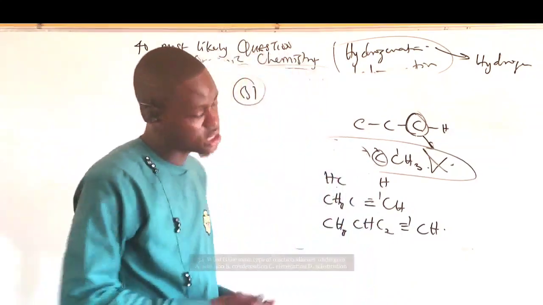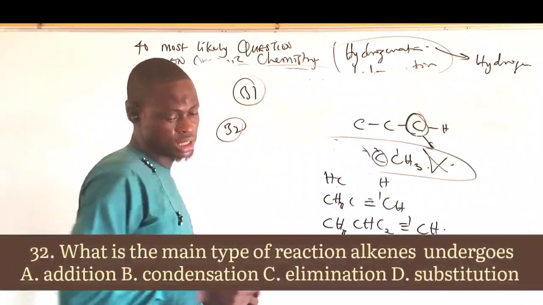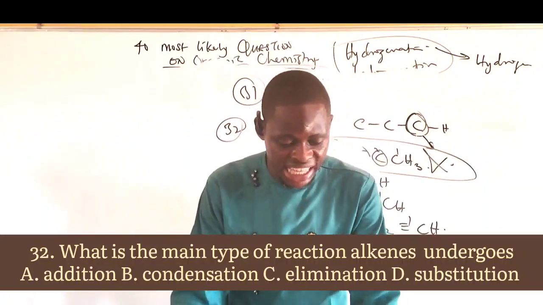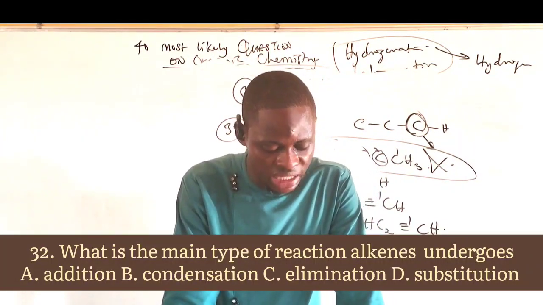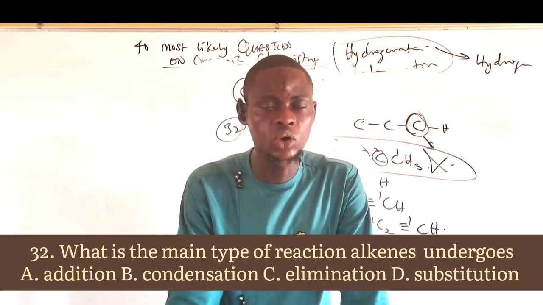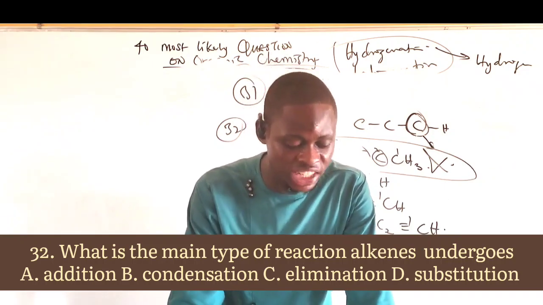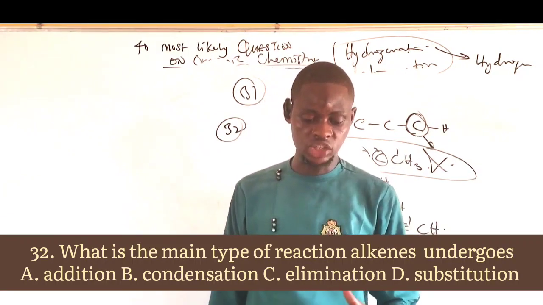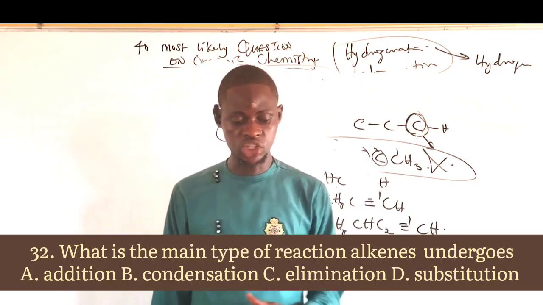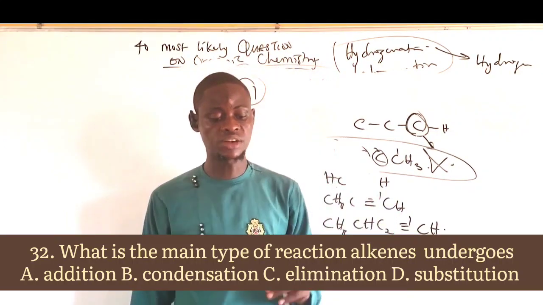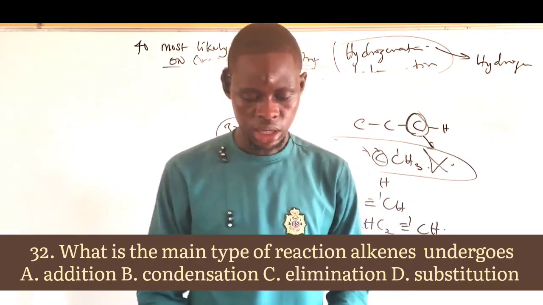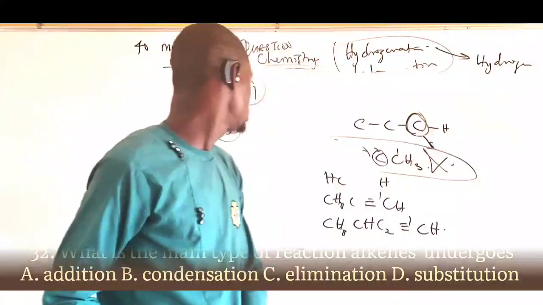Question 32 is what? It said, what is the main type of reaction alkene undergo? The main type of reaction of alkene is what? Addition reaction. A, addition. B, condensation. C, elimination. D, substitution reaction. The main type of reaction is what? Addition reaction. All together, that is our question 32.